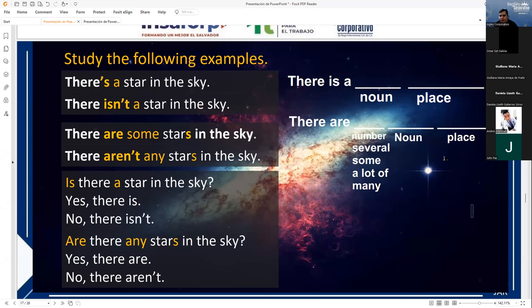Okay. Let's see, my friends. We have: there are several books on the table. There are some people in the park. There are a lot of chairs in the room. There are many people outside. So you have to say several, some, a lot of, many, then the noun and the place. Okay. There is a noun and place. There is a book on the table. There is a car outside. Etcetera. So we put them in order.